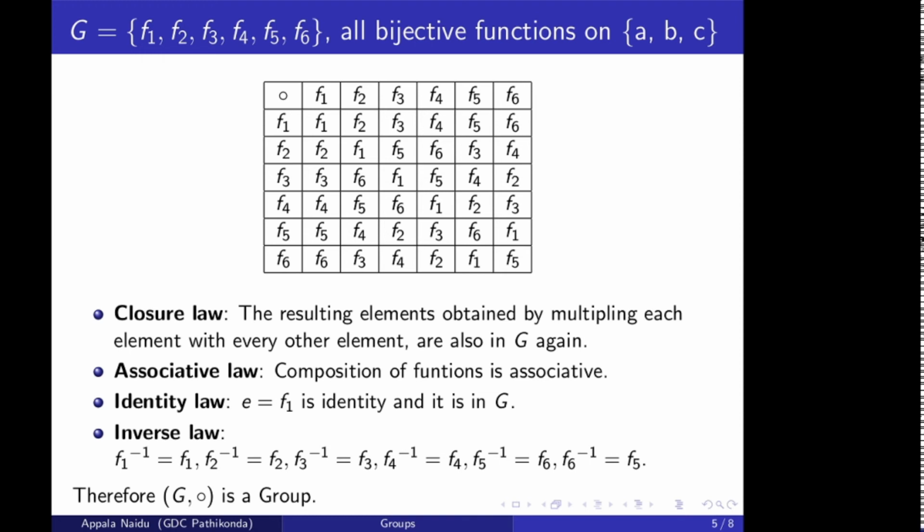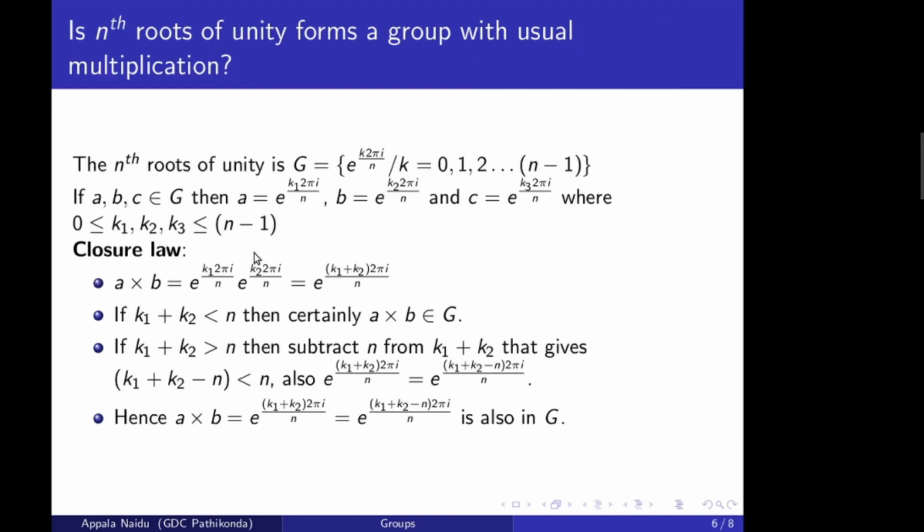Now let us see another example for group. The set of nth roots of unity. Let G be the set of nth roots of unity. Then let us see whether that forms a group with usual multiplication. So the nth roots of unity look like this: e power k into 2 pi i by n, where k is 0, 1, 2, and so on up to n minus 1. These are n distinct elements.